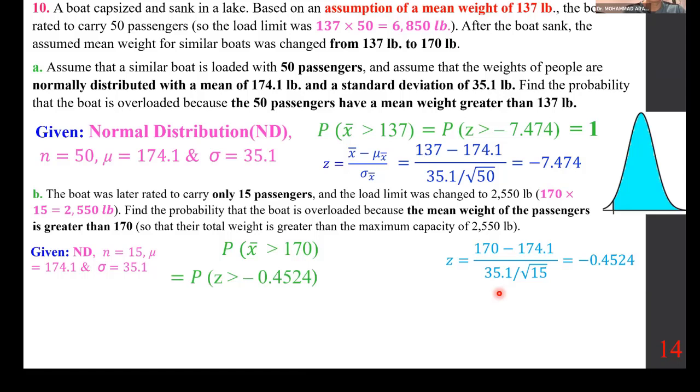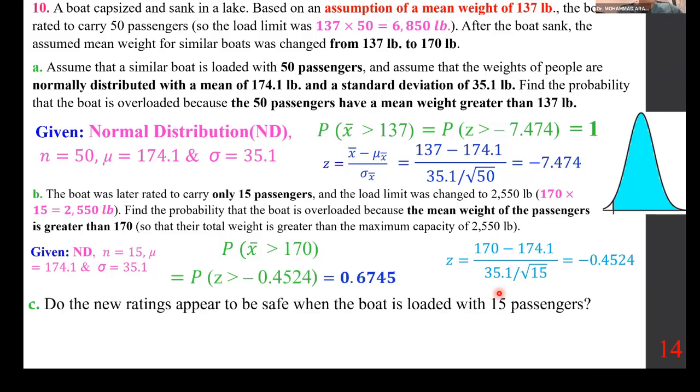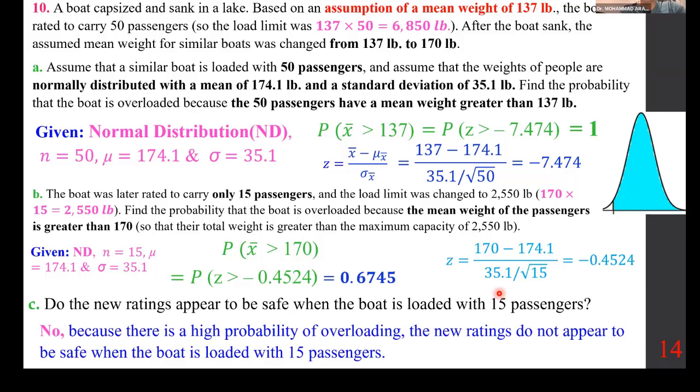Using the table or technology, we end up with 0.6745 or 67.45%. Do the new ratings appear to be safe when the boat is loaded with 15 passengers? Obviously not. No, because there is a high probability of overloading. The new ratings do not appear to be safe when the boat is loaded with 15 passengers. So we can use statistics to figure out the problem and resolve the problem.